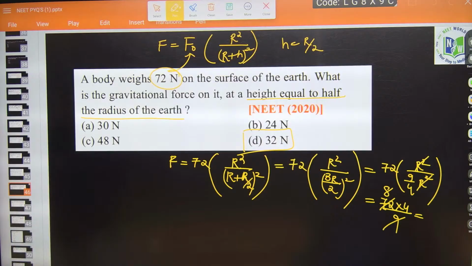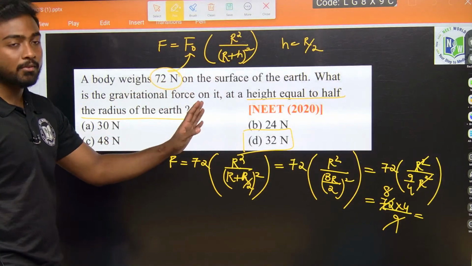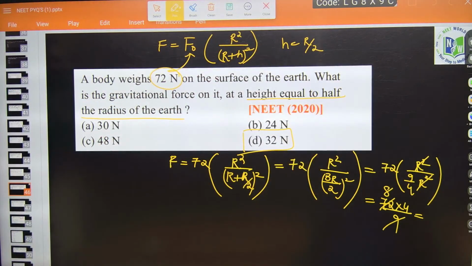So what is the formula we have learned here? F is equals to F naught into R square by R plus h whole square. And what is the given term in the question? Height equal to half of the radius of the earth, which means h is equals to R by 2. Whatever we have taken from the question, we have substituted in the equation, that's it. So we got the answer. Is there any doubt in this question? Can we move to the next question?